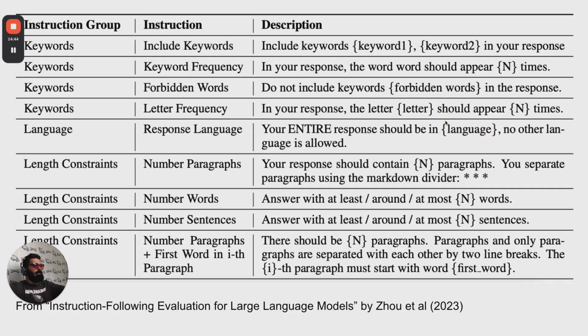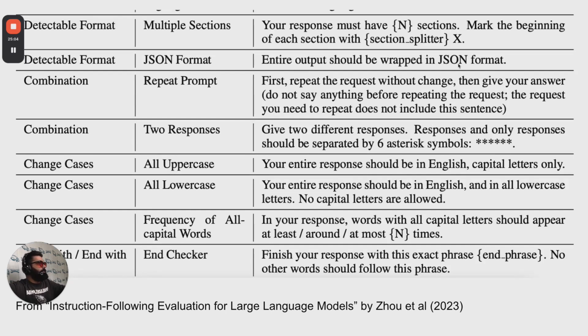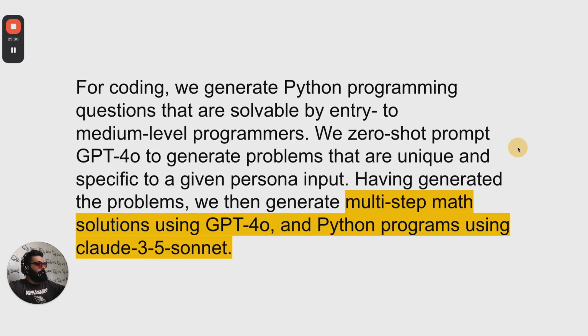These are some examples of the constraints. So for example, include keywords 1, 2 in your response, or in your response, this letter should appear n times, or answer with at least, around, at most n words, or n sentences, or there should be n paragraphs. Other ones: the entire output should be wrapped in JSON format. Give two different responses. Responses and only responses should be separated by 6 asterisk symbols. These are all things that you can check with regex, right? And you can get confirmation on whether this was passed or not. Again, leading to that verifiable, precise instruction following approach.